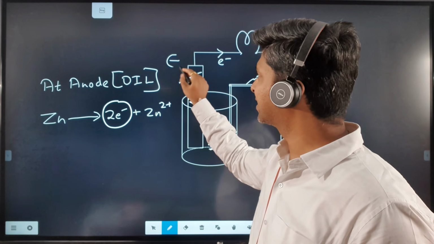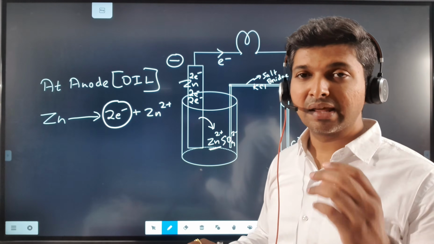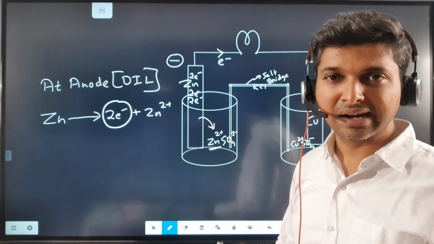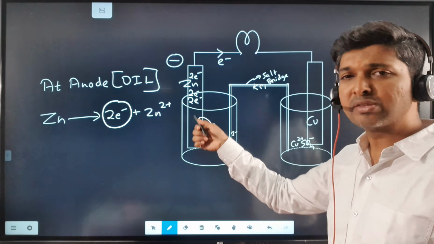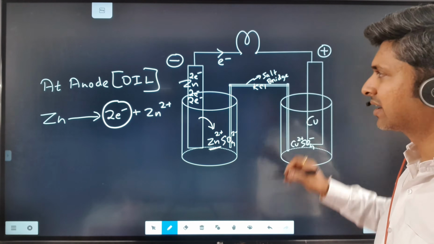Here the anode is having a negative sign. Yeah, in electrolytic cells the anode is having a positive sign, but in electrochemical cells or galvanic cells, you can say the anode is having a negative sign because it is having electrons being accumulated on the anode, so therefore it is having a negative sign, and cathode is having a positive sign.